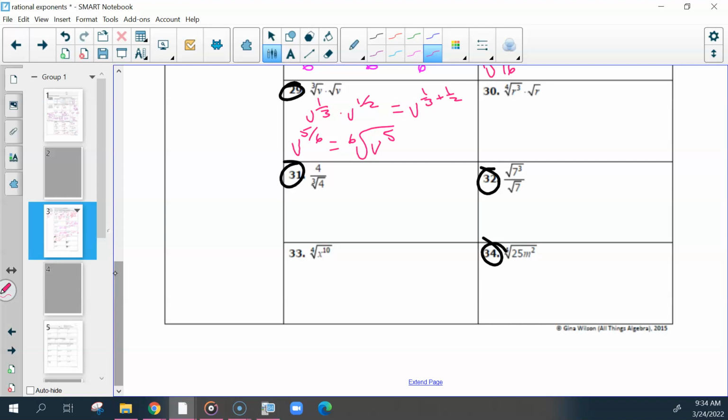For number 31, let's rewrite these in exponent form. So the 4 in the numerator would just be 4 to the first. How would we rewrite the cube root of 4? We are dividing like bases. What are we doing with the exponents? Adding.